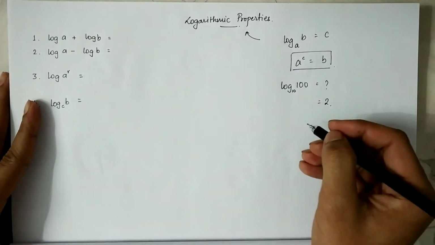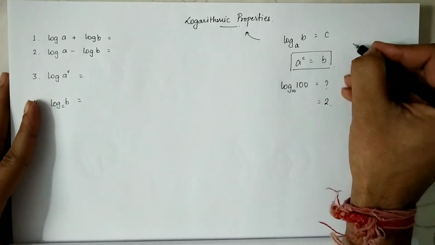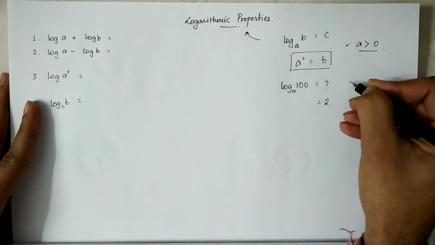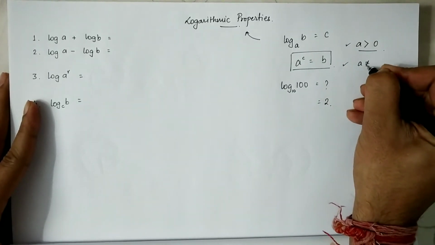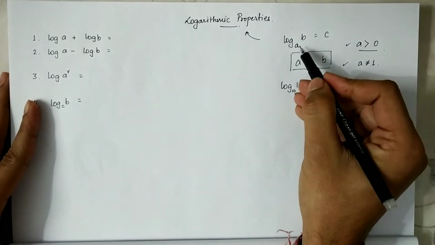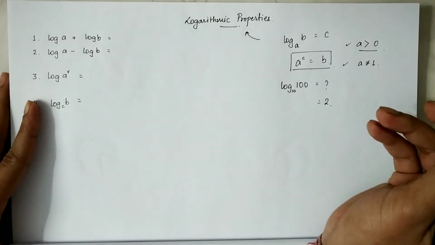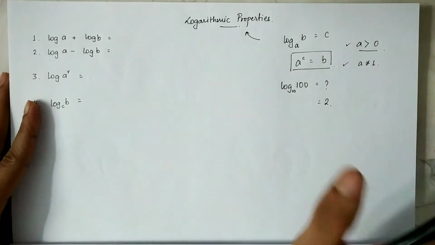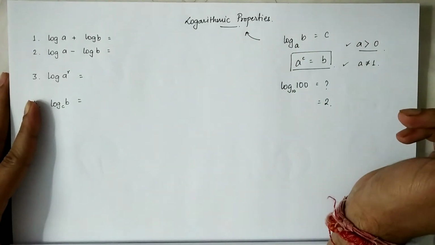The property of this is that a is always greater than 0, number 1. The second property is that a will never be equal to 1. This base will be greater than 0 and will never be equal to 1. These are the only two restrictions which this has.